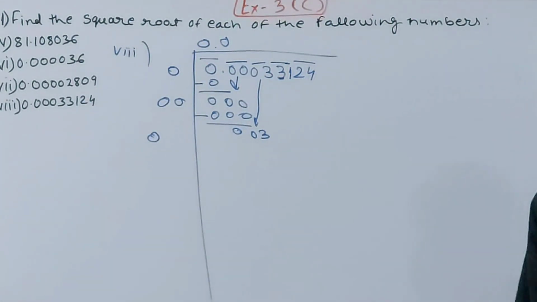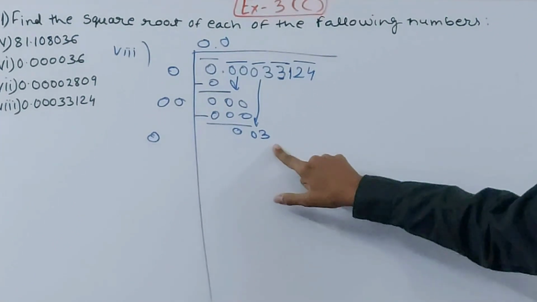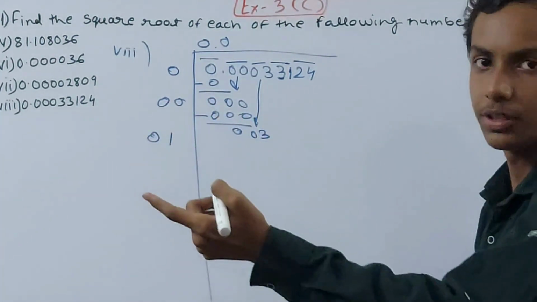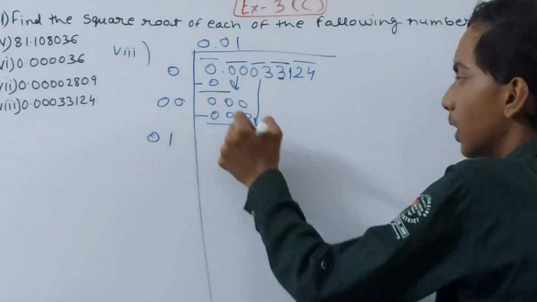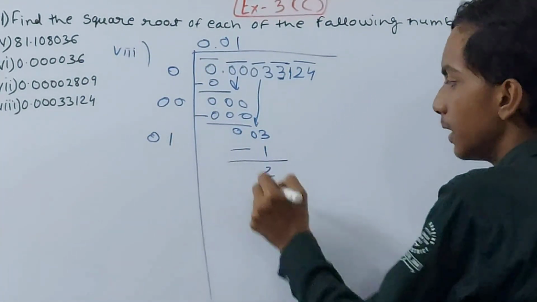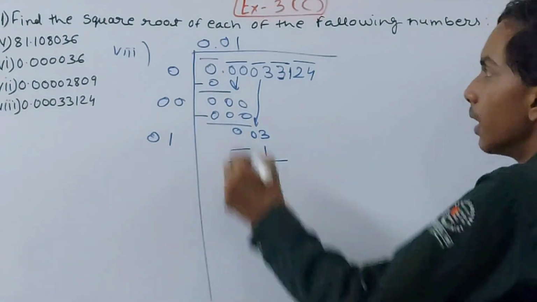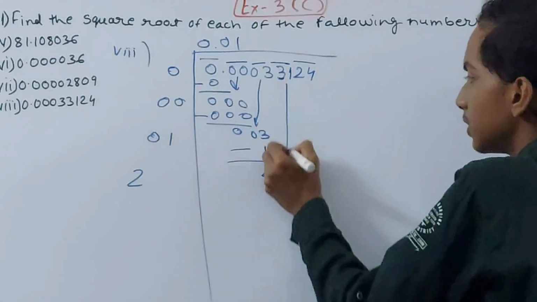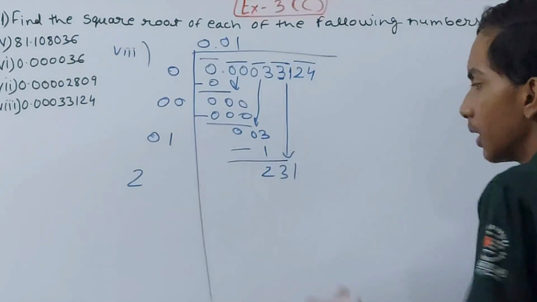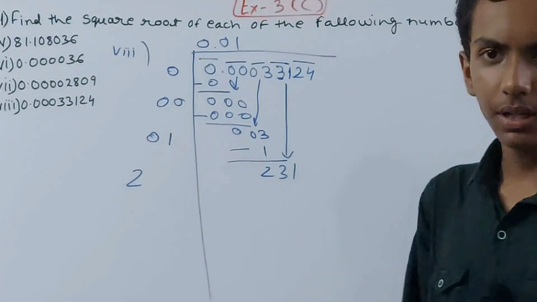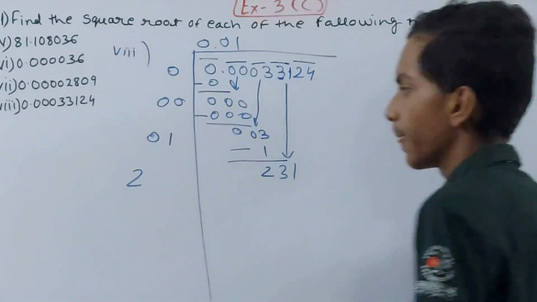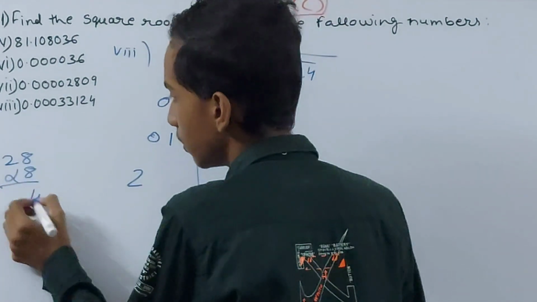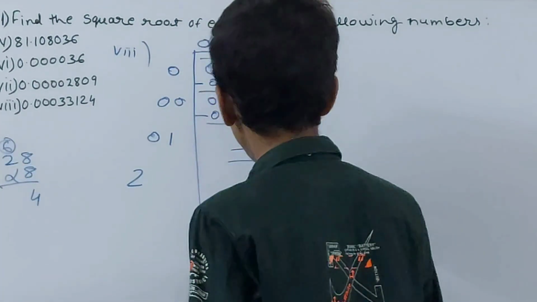Any number we can take here. So I'll take 1 because I cannot take 2. 2 square will be 4, which will be more. 1 square will be 1, right? This we can do. Now double of 1 becomes 2. Now bring down this 31. Let's think of any number that we can write here and 31 here. Let's try 8. That should be good, and I think that should be the nearest one.